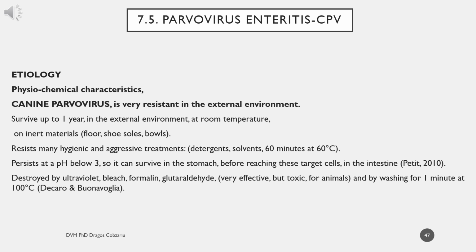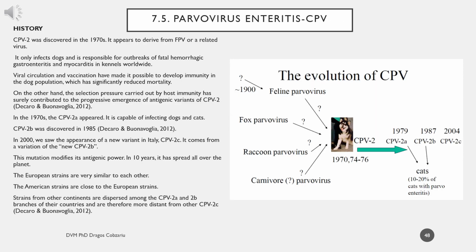It persists at a pH below 3, so it can survive in the stomach before reaching its target cells in the intestine. It is destroyed by ultraviolet, bleach, formalin, glutaraldehyde, very effective but toxic for animals, and by washing for 1 minute at 100 degrees Celsius. Historical. CPV2 was discovered in the 1970s.